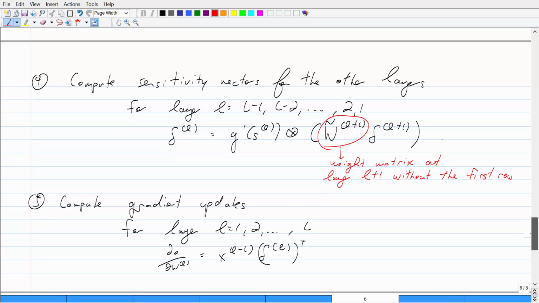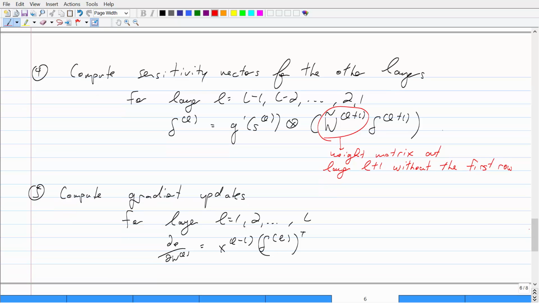And then you want to compute the sensitivity vectors for the other layers. So starting from the second last layer, you're going to chain back all the way to the first layer. Starting from the last hidden layer all the way down to the first hidden layer, you compute the sensitivity vectors as so.